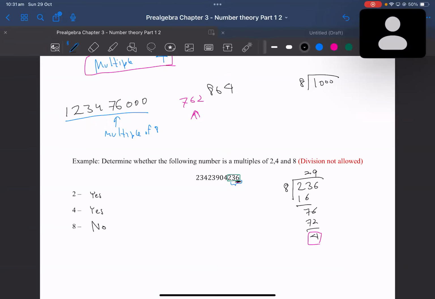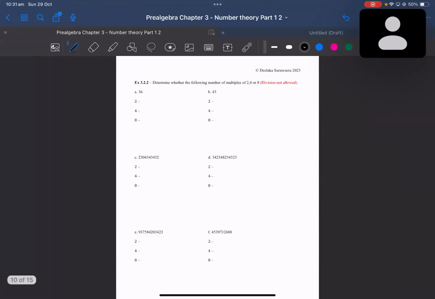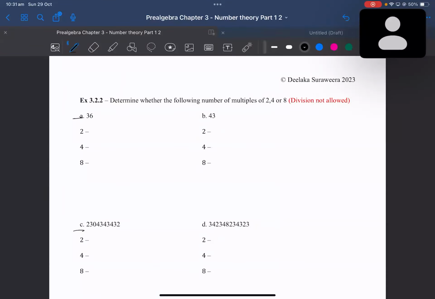Right? Now I want you to do some on your own. So let's just do a few. Let's do A, C, and E. Question 15. If it's less than 3 digits, you can just check the last 2 digits. Like if it's 3 digits, you can just think the first number is 0.